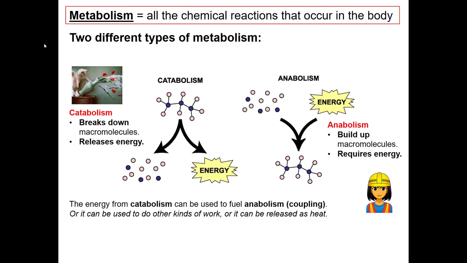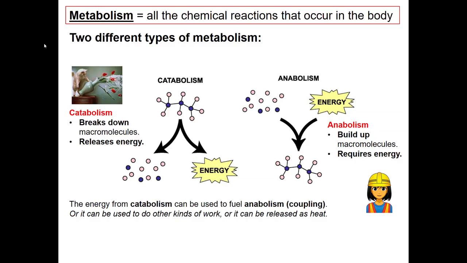So there are 2 different types of metabolism that we can talk about, 2 different types of chemical reactions that can occur in the body. One is catabolism. This is a breaking down of macromolecules, and this is going to release energy. So when the body needs energy to do something, like contract its muscles, it's going to get that energy from catabolism, from breaking down larger macromolecules in a way that releases energy. This diagram isn't really showing us anything in particular, it's just showing us this idea of a larger molecule breaking down.